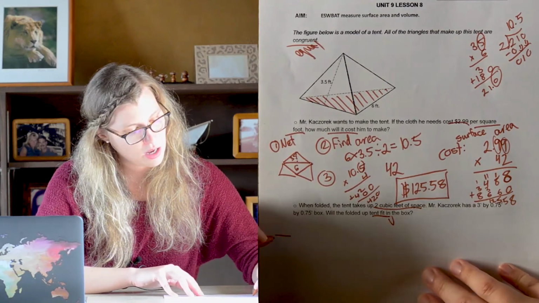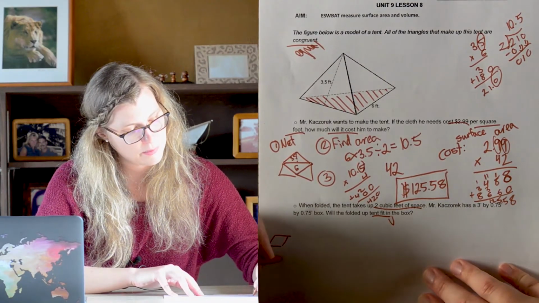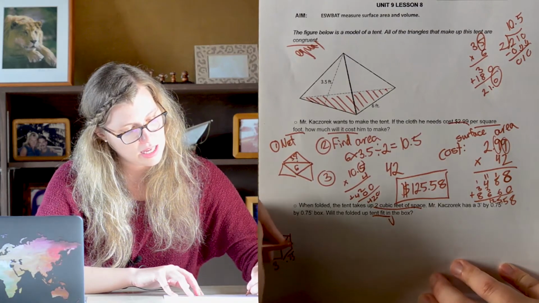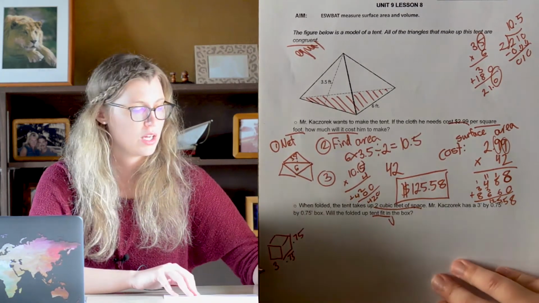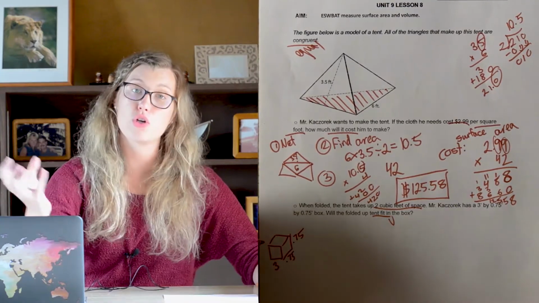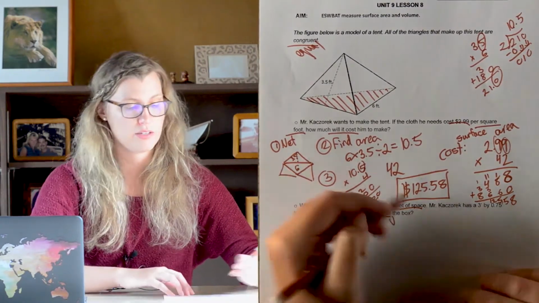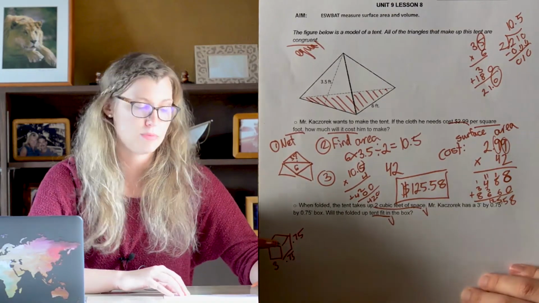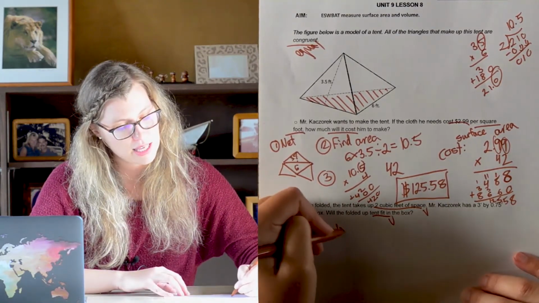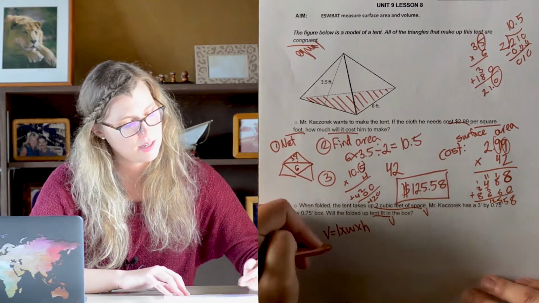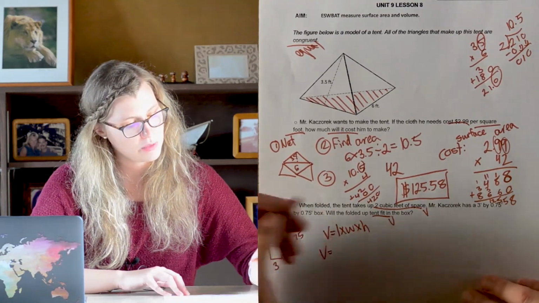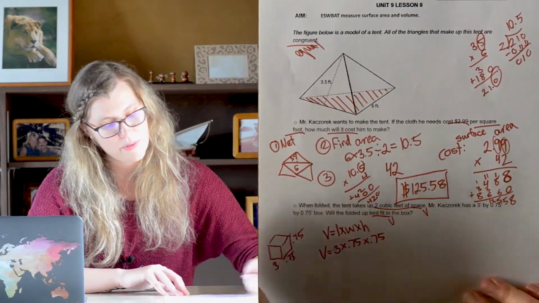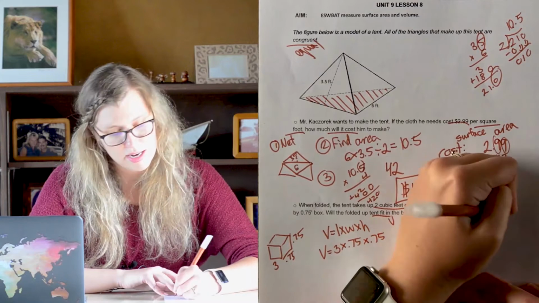So I'm going to draw a little picture of this box. So it says 3 by 0.75 by 0.75. And I want to know if 2 cubic feet will fit. Well, that's a volume. I want to see if 2 is going to fit inside this box. Well, volume equals length times width times height. So I can figure out that volume. It would be 3 times 0.75 times 0.75. I'm going to do my calculations on the side here.